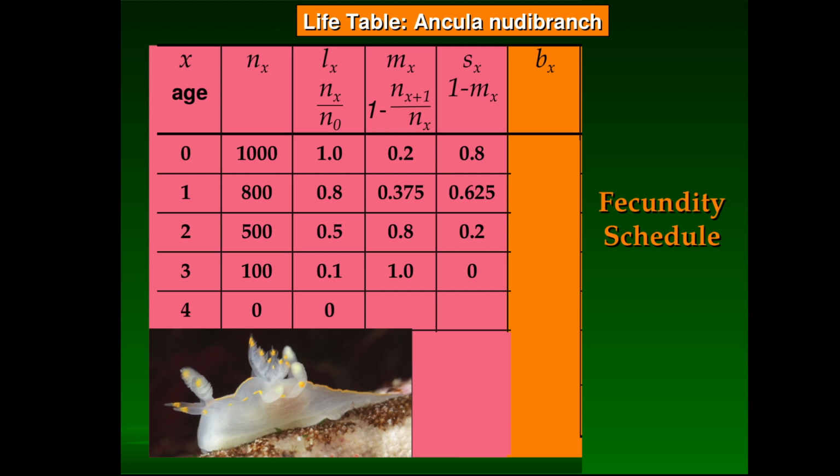The fecundity schedule is simply the average number of offspring produced by a female of each age. In our nudibranch, all individuals are hermaphrodites, so they're all females and males. So let's say this is our fecundity column. Fecundity, also called fertility, remember, is at age X. This is denoted by B of X. The B stands for births. So B of X is the number of offspring on average produced per surviving female at age X.